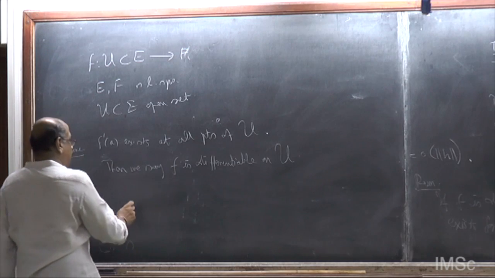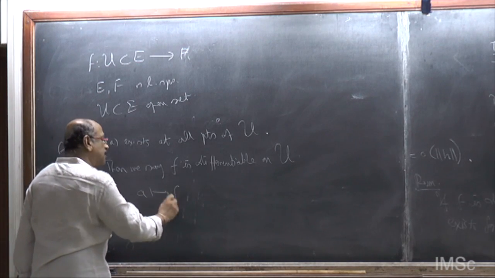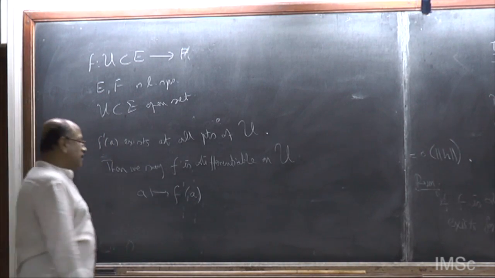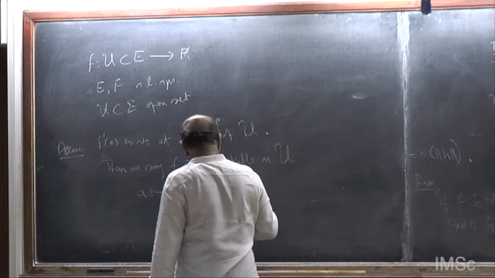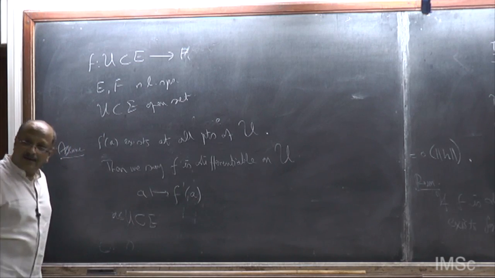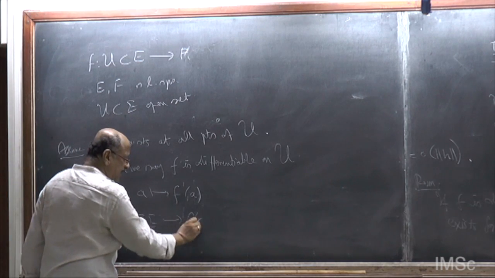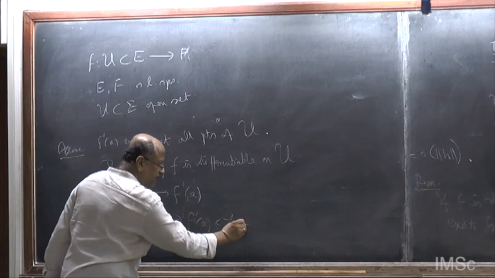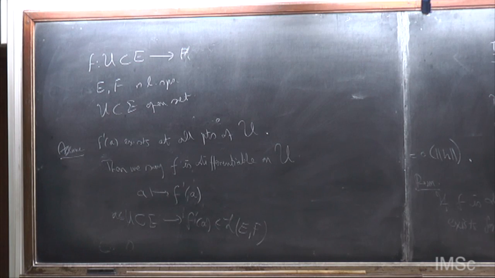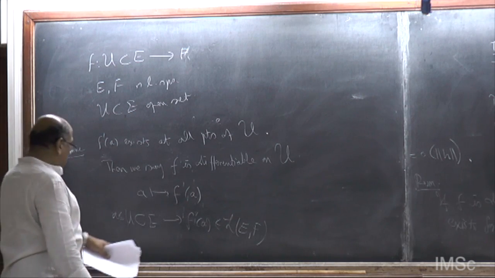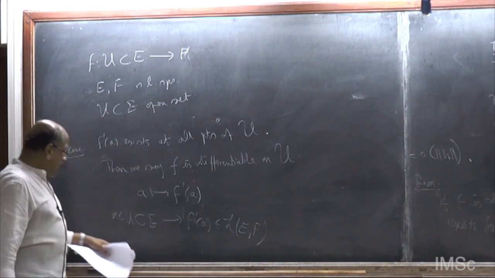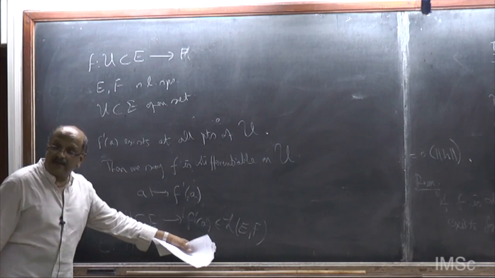Then I can look at this map, a going to f'(a). Where is this map going? So, this map is a belongs to U, which is contained in E, and this is going to f'(a), which belongs to L(E,F), which is also a normed linear space. This is a new normed linear space. So, I have a normed linear space E and another normed linear space L(E,F), and I have a mapping which takes a to f'(a).